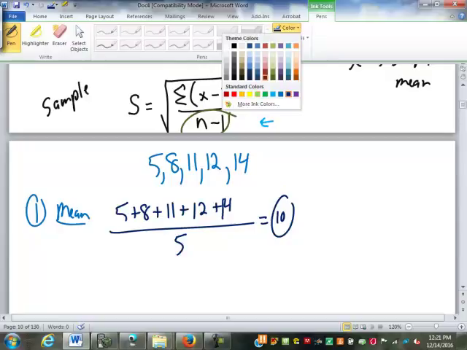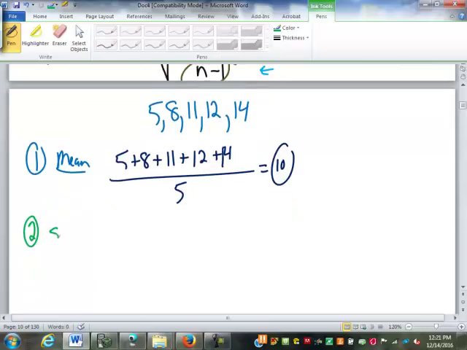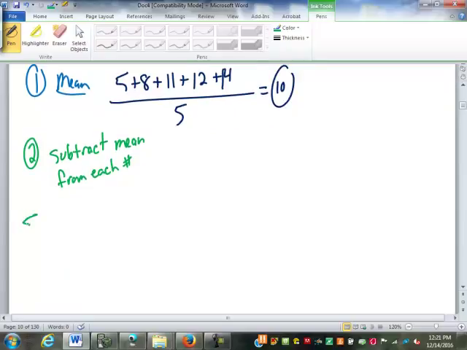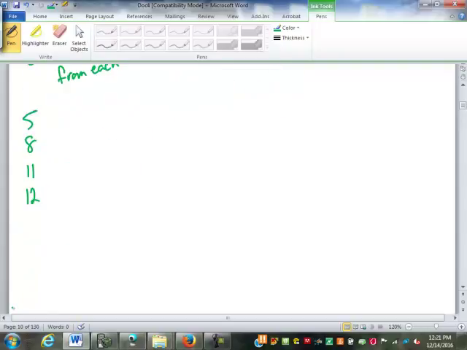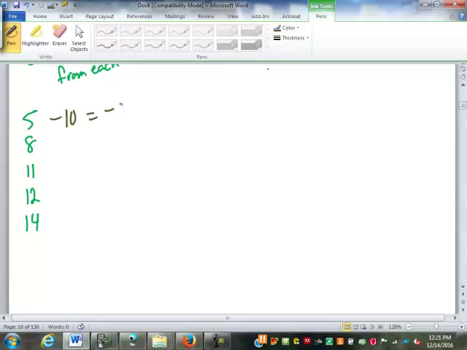So that's step 1. Step 2 is we're going to subtract each number from the mean. Or subtract the mean from each number, I should say. So we've got 5, 8, 11, 12, 14. We're going to subtract our mean of 10 from each of those. So 5 minus 10 is negative 5. 8 minus 10 is negative 2. I'm going to fly through this a little bit. 11 minus 10 is 1. 12 minus 10 is 2. 14 minus 10 is 4.